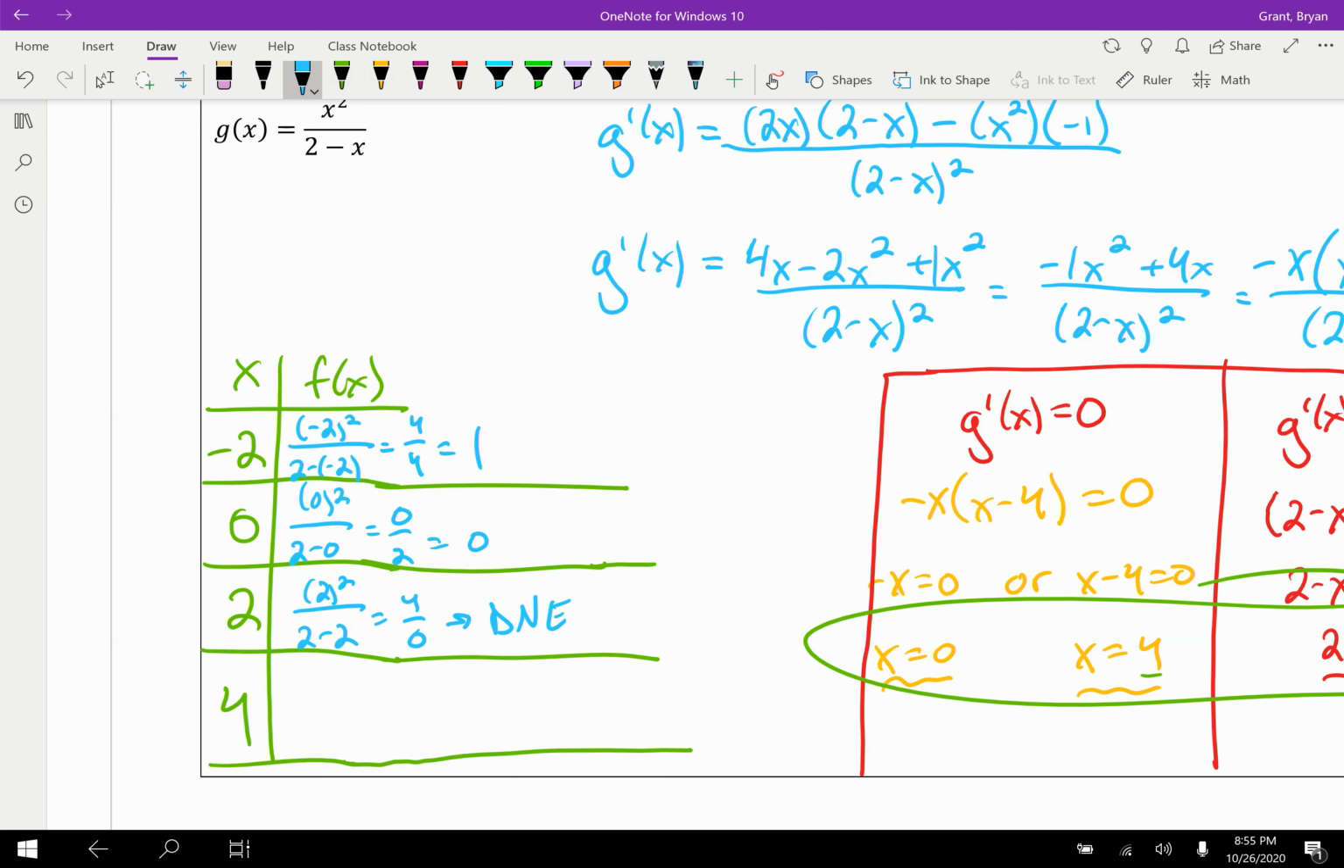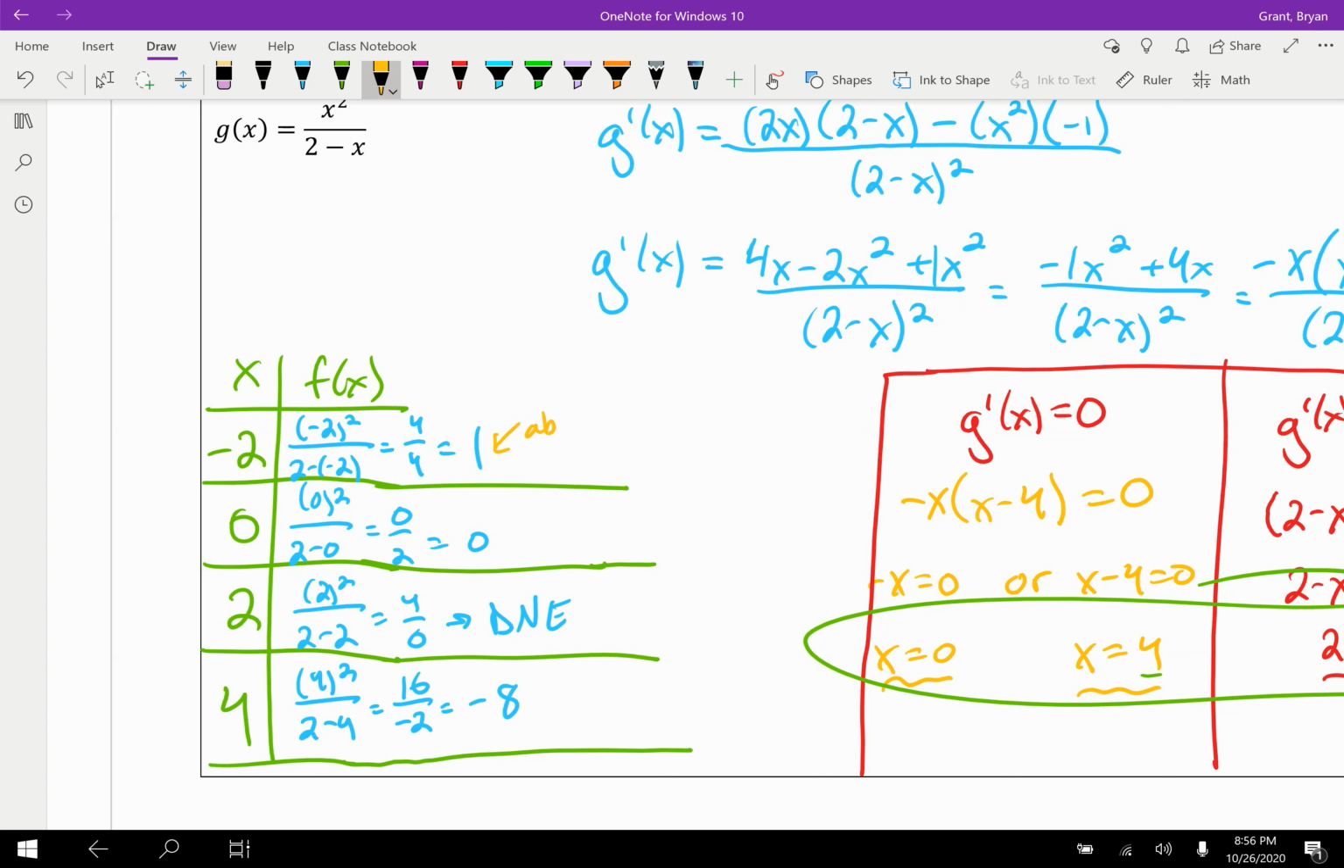Again, avoid saying equals does not exist. An arrow is good. Just writing does not exist is good. But we try not to say equals because we reserve equals for actual values. That's why we don't say equals infinity. And then 4. 4 squared over 2 minus 4 looks like 16 divided by -2, which is -8. Okay, and so I think we have our 4 values here. Now, looking at all of this, I think we can see our absolute max and absolute min.